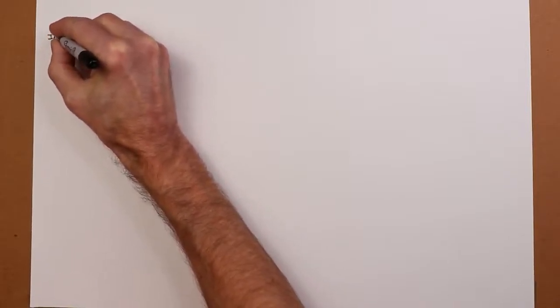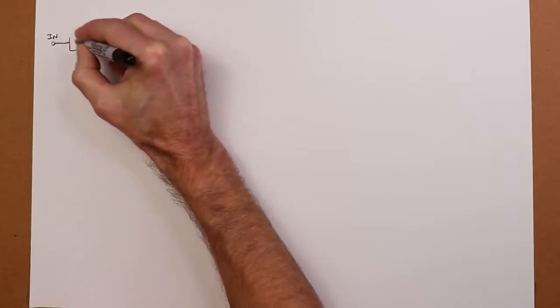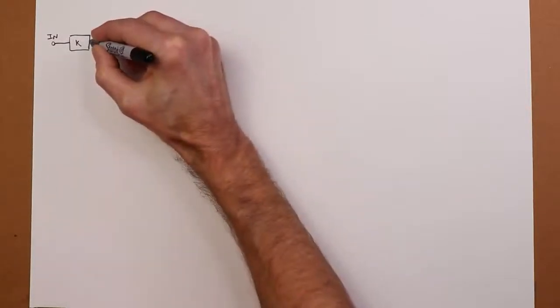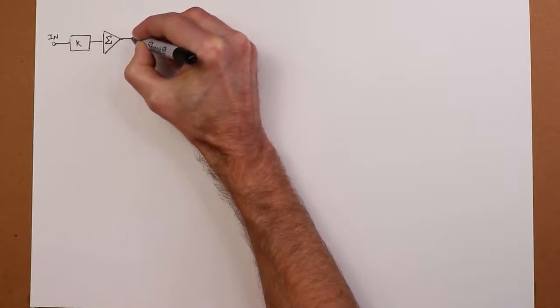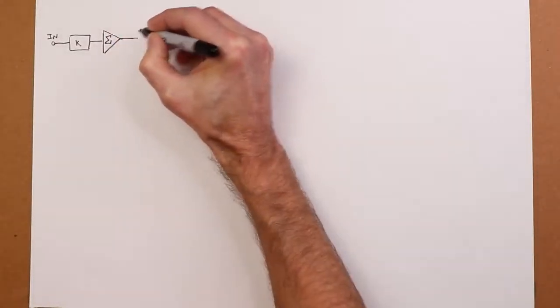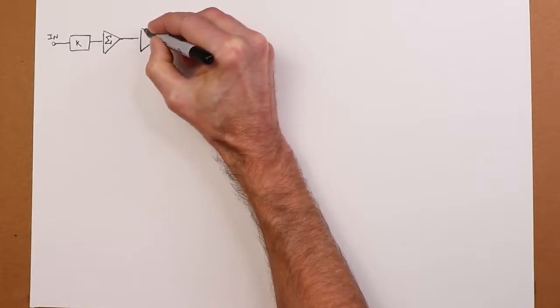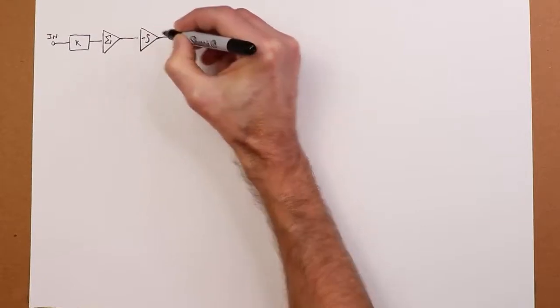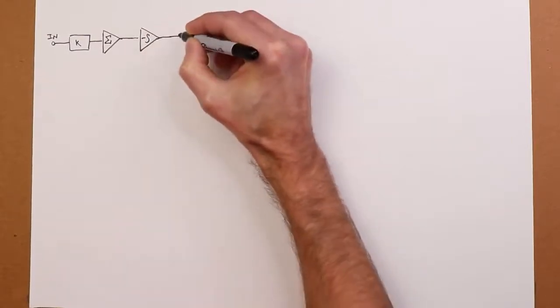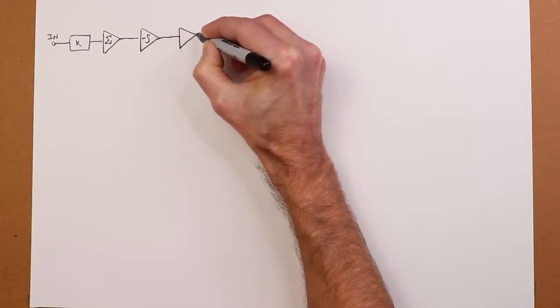As a block diagram, this is what we're looking at. Here's our input over here. We then go through a little scaling factor called K. This is typically a fraction. This goes into a summing amplifier, and a couple other signals will be coming in here. The output goes into an integrator, which is inverting, right? Inverting integrator. That output goes into another inverting integrator.